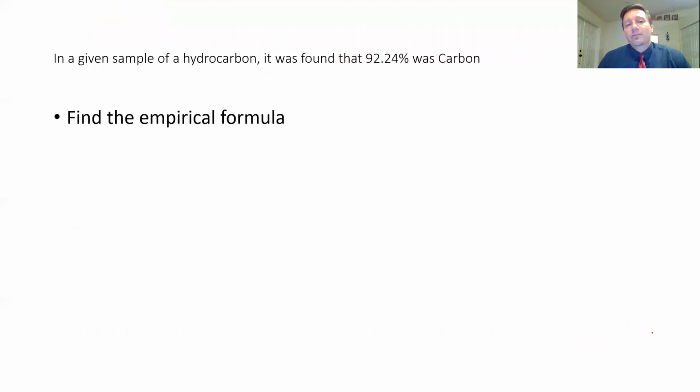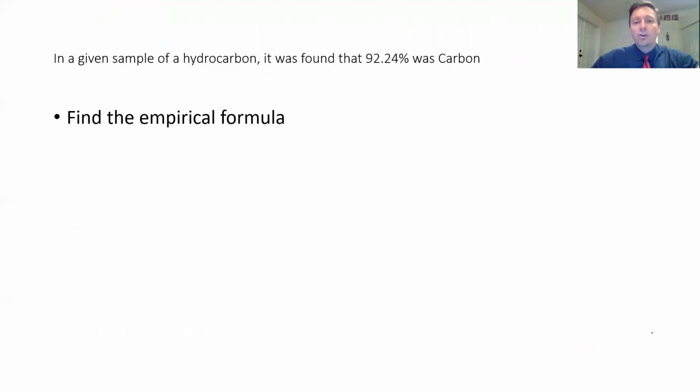So here's a little bit of a different example. Pretty straightforward. We're going to break this down here real quick. In a given sample of a hydrocarbon, it was found that 92.24% of it was carbon. So anytime you deal with this type of problem, it could be a little bit more complicated than this, but it's giving you a percent.